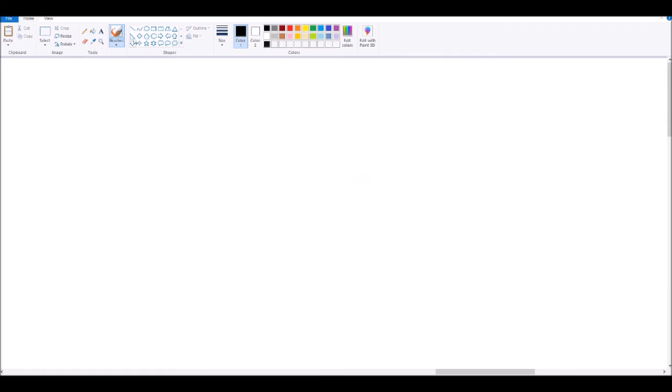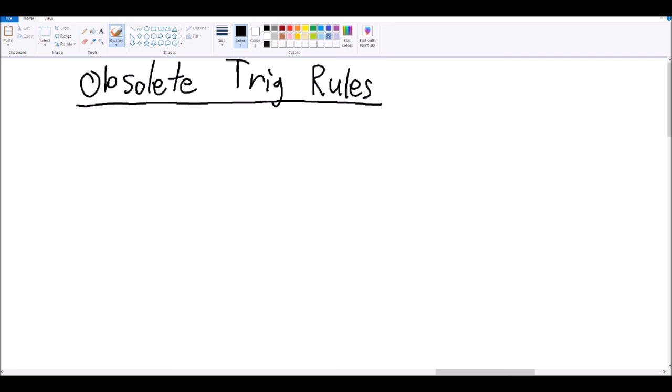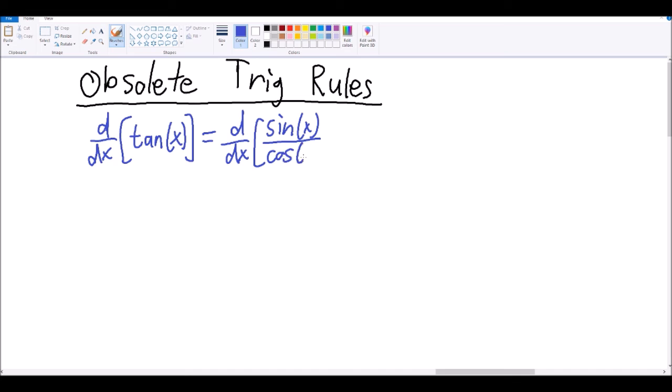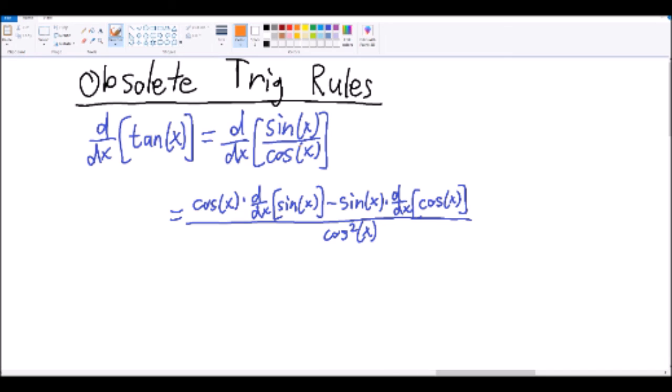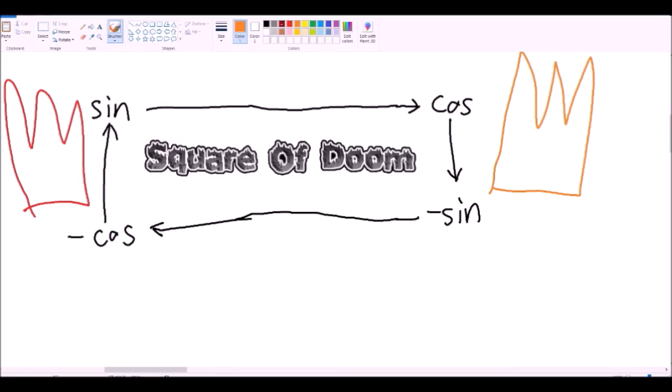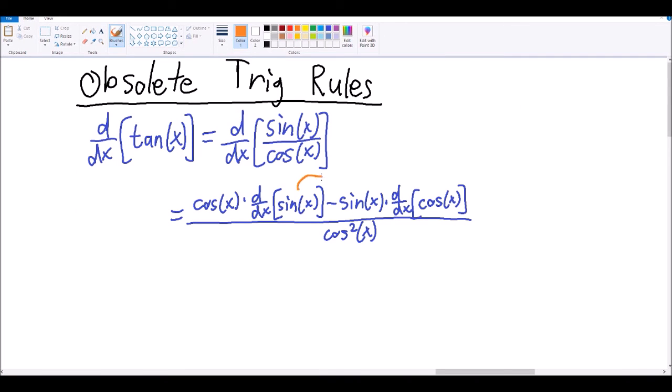So I mentioned last episode that some of the trig rules are obsolete now that we know the quotient rule. To see why, let's take a look at the derivative of tangent of x. The tangent can be instead written as sine of x over cosine of x. And hey, we know how to take those derivatives. Since we're in a fraction, we can just mindlessly plug them into the quotient rule. So the derivatives of sine of x and cosine of x say to turn sine of x into cosine of x and cosine of x into negative sine of x.